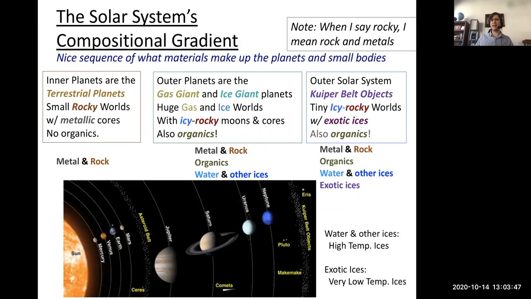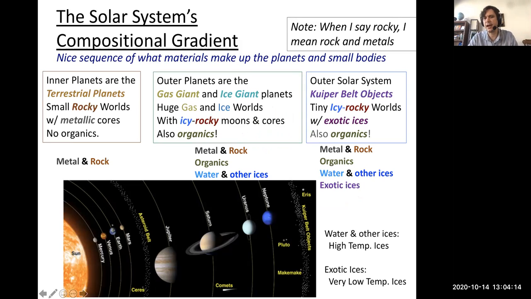Okay, so that's the general shape of our solar system. Now let's talk about this compositional gradient. The fact that we have our terrestrial planets, and then we have an asteroid belt that is mostly terrestrial, little tiny terrestrial worlds. Then we have the gas giant planets with their rocky, icy moons. And then we have the ice giant planets, whose primary composition is ices, and they also have rocky, icy moons.